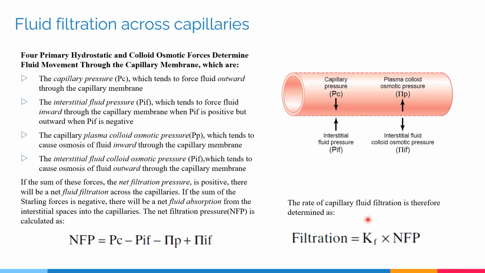Finally, the rate of capillary filtration is determined as filtration equals Kf times NFP. NFP is obviously the net filtration pressure, and Kf is a constant which is determined by the number of intercellular pores and their sizes and different other factors which are relevant to the capillaries themselves.